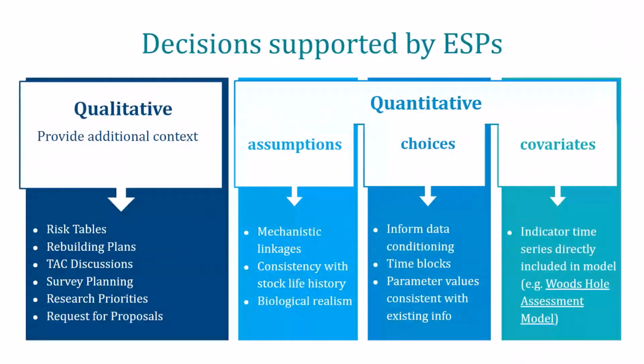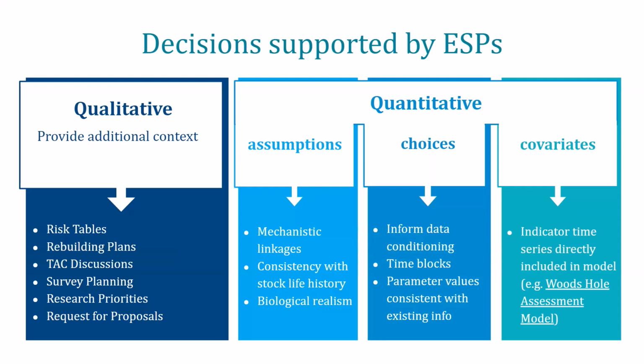So once the ESP is completed, that information can feed into several areas of the stock assessment and management process. We've conceptualized these potential impacts into 2 main categories. First, there's qualitatively informing uncertainty and providing additional context about the conditions that the stock is experiencing.